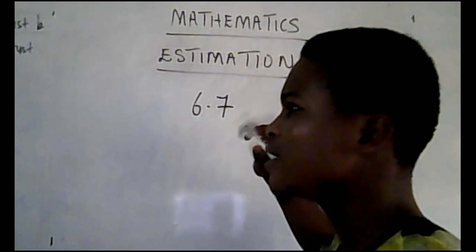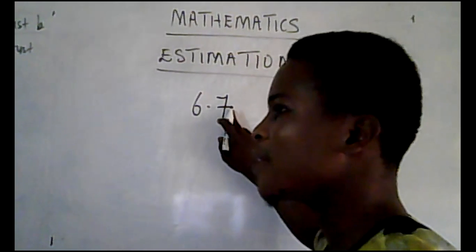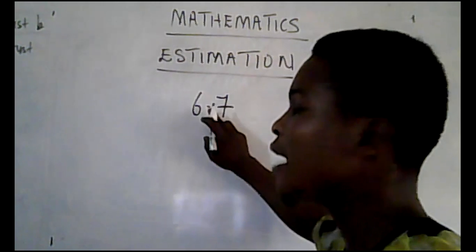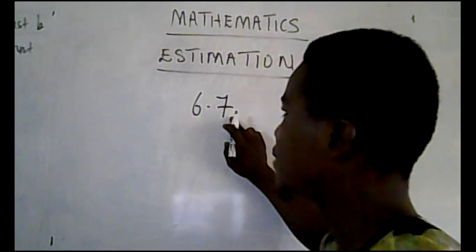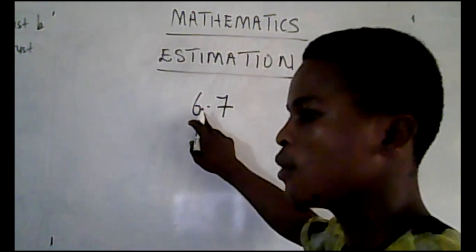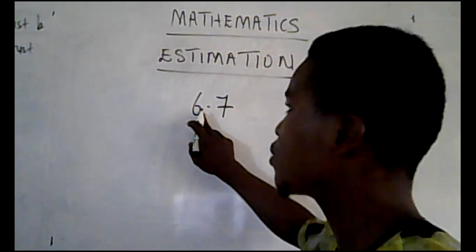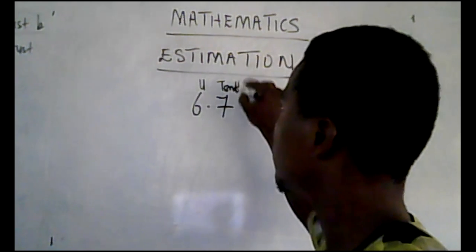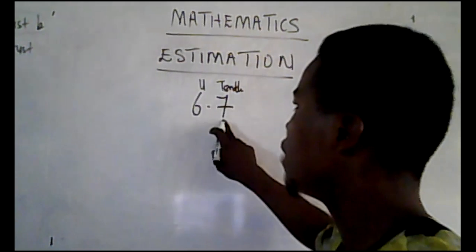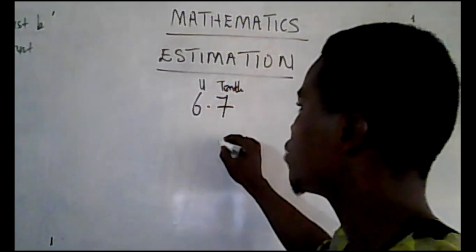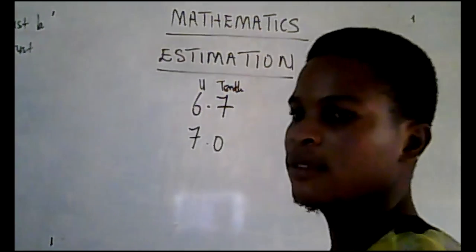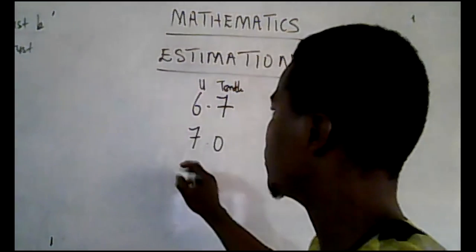The first thing they say you do is change the digit in the 10th place, the number after the decimal, to 0, and you add 1 to the number in the unit place. Don't forget that this is the unit and this is the 10th. So when you convert this one, you change it to 0, and this one becomes 7, which is the same as 7.